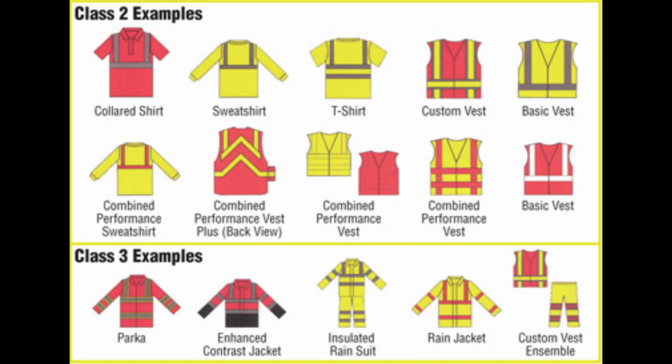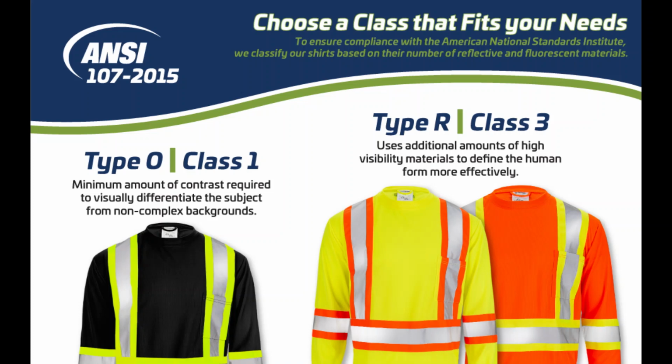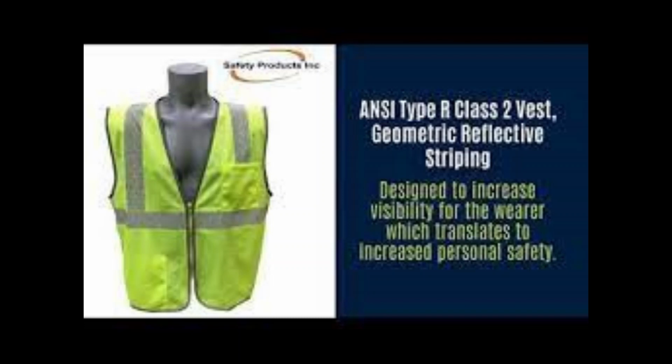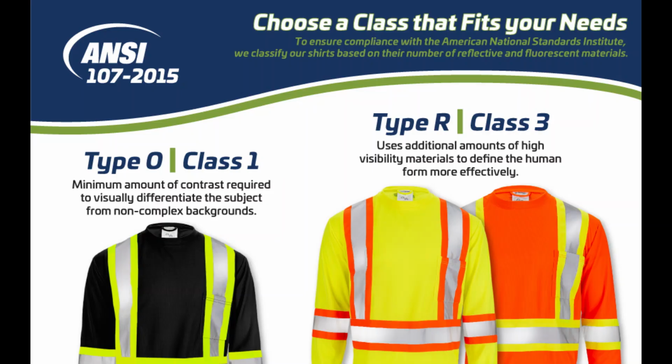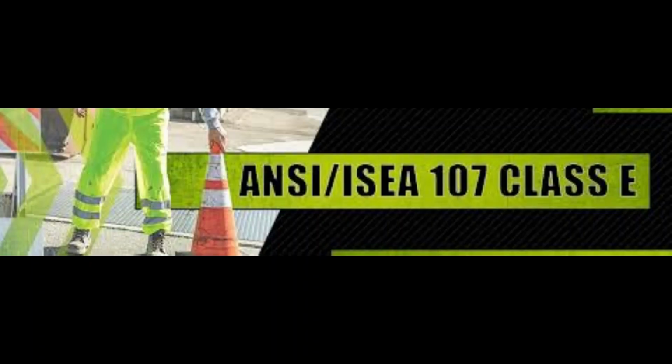Here are the types of classes that are used to categorize high visible clothing standards as per American National Standards Institute regulations: ANSI Type O, Class 1; ANSI Type R or P, Class 2; ANSI Type R or P, Class 3; and ANSI Class E.